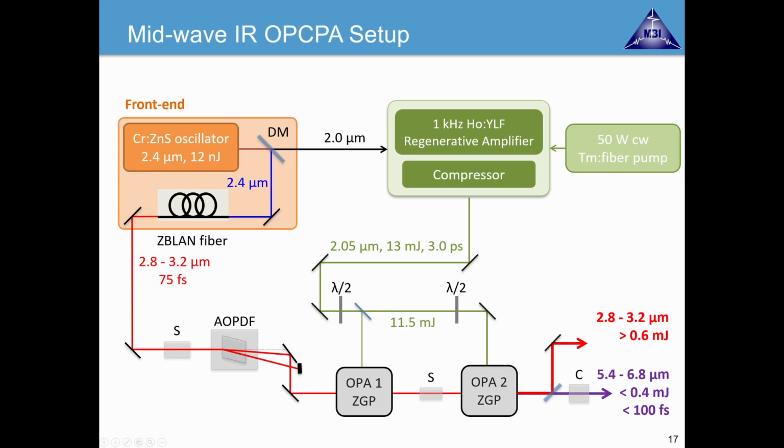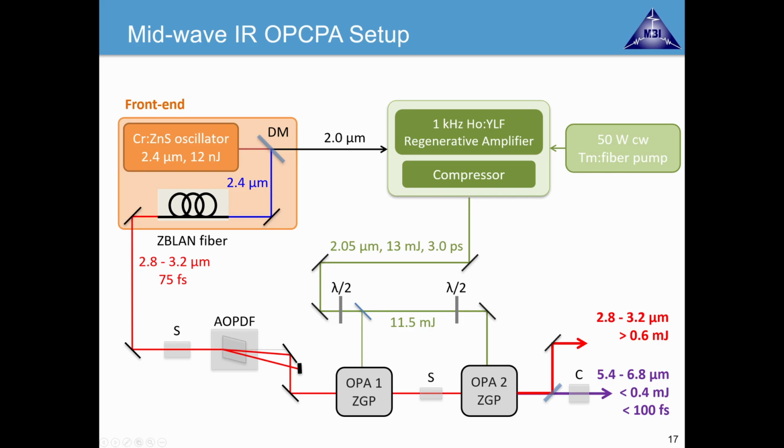And then the whole setup looks like the following. We have our signal path here, which we stretch in some bulk materials. We have an AOPDF, that's our so-called Dazzler, an acousto-optic programmable dispersive filter. You can add some polynomial phase onto the signal with that. So this is our higher order phase compensation in our system. And then we have two amplification stages. The first with very low energy from the regenerative amplifier, and both stages are based on the nonlinear crystal zinc germanium phosphide.